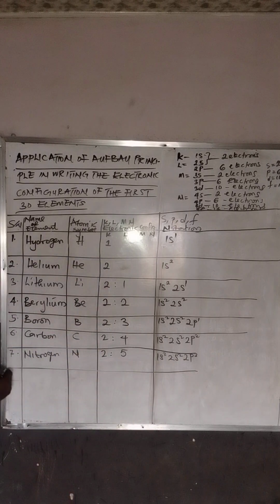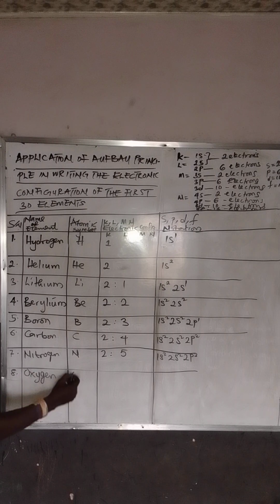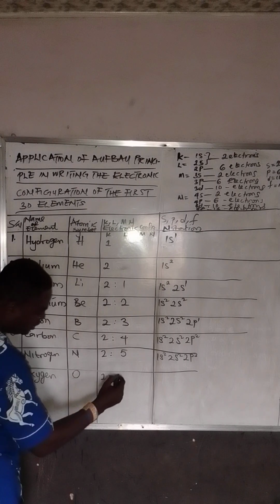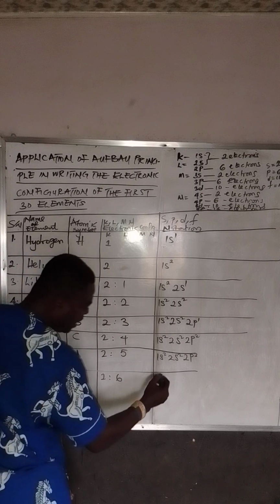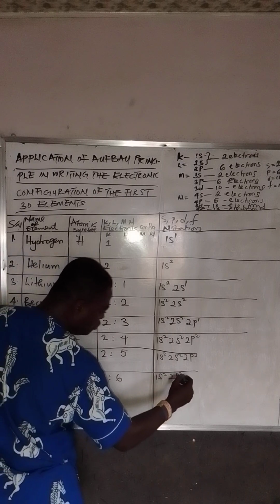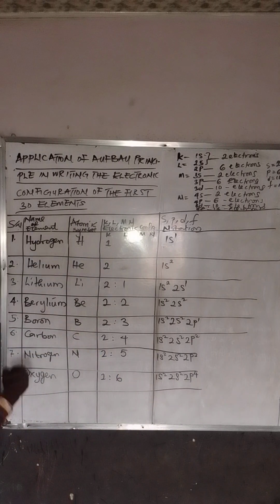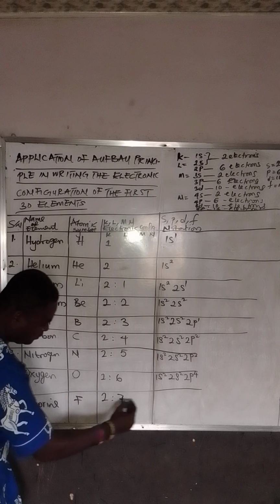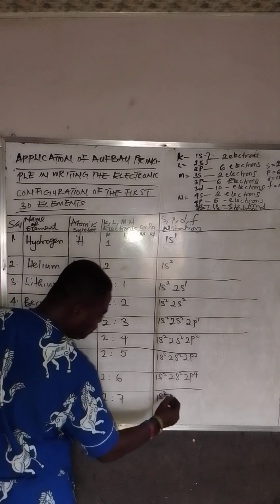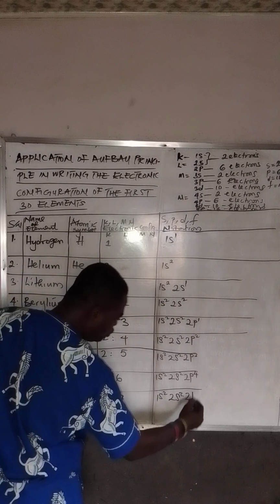Then the next one, number 8, is oxygen. Oxygen O, which is 2 to 6, will now be 1s2, 2s2, 2p4. The next one is 9, fluorine. Fluorine F, that's 2 to 7. Then this is 1s2, 2s2, 2p5.